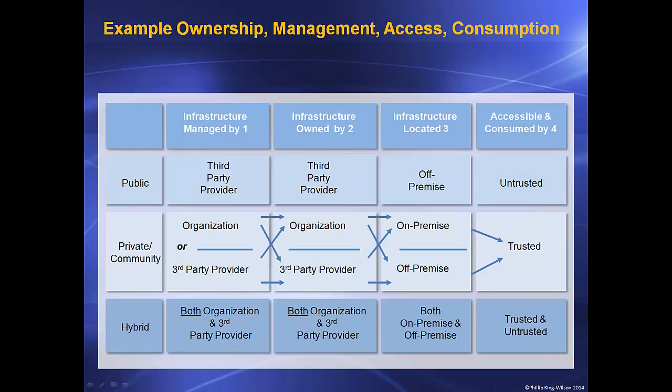In this diagram, the ownership, management, access and consumption are mapped to illustrate the variability inherent in cloud computing, regardless of the original intent of the parties. In 1, management includes governance, operations, security, compliance and so on. 2, infrastructure implies physical infrastructure such as facilities, computers, networks, storage equipment and so forth. In 3, infrastructure location is both physical and relative to an organization's management umbrella and speaks to ownership versus control.